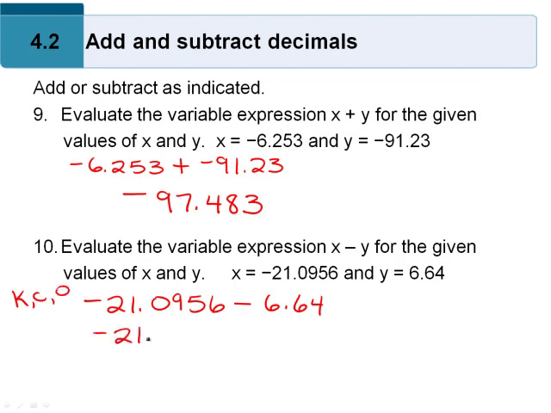So the negative 21.0956 stays the same. Change it to addition. Take the opposite would be negative 6.64, okay? Now we have two negatives here. So the rule is you add and keep that sign. Keep the same sign. So let's see, 21.0956 plus 6.64. Notice I'm not putting any signs in my calculator. I'm just using positive numbers.